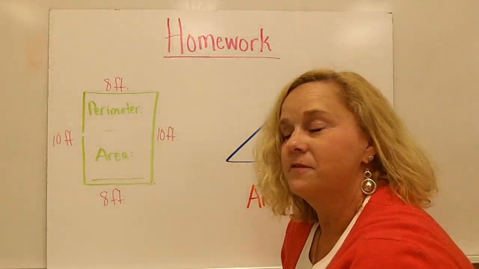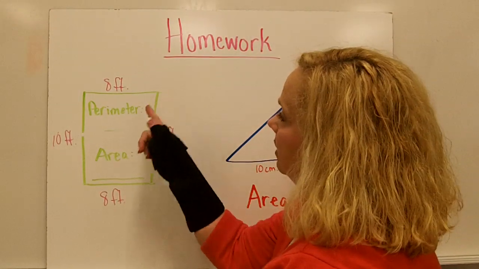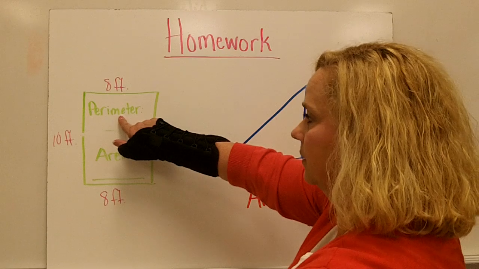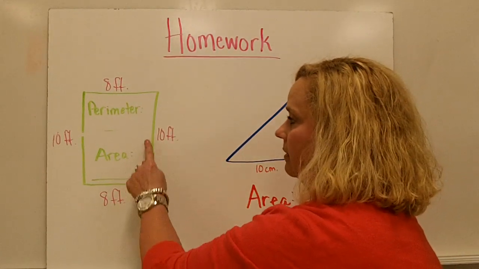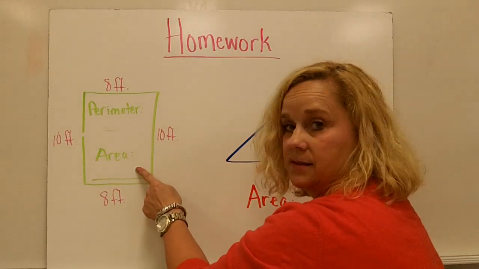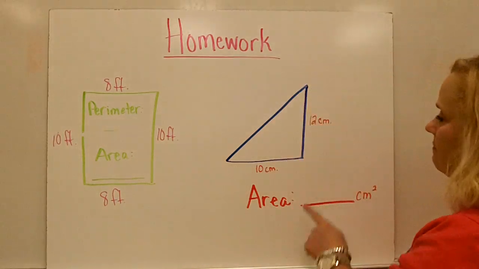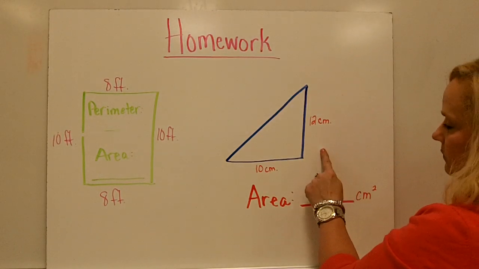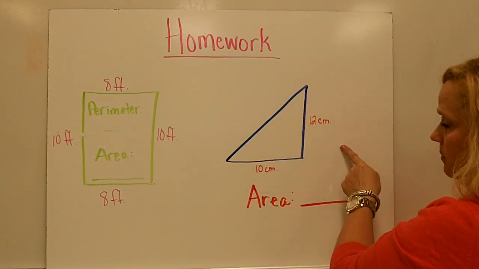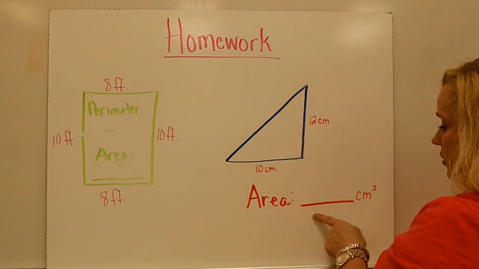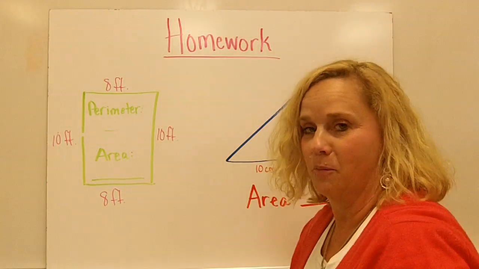Alright, now it's your turn. For homework, you have two different things to do. For this rectangle, I want you to find the perimeter, which is the distance all the way around, and I want you to find the area that's inside of this rectangle. You have all of the measurements here that you need. Here's your triangle. You have your base measurement here and your height measurement here, and all I want you to do is find the area of this triangle. Bring that to class tomorrow and we'll check your answers.